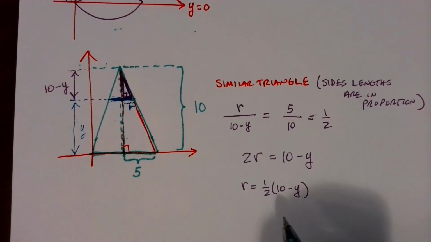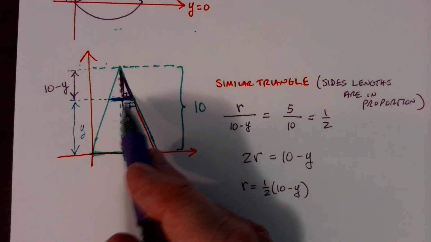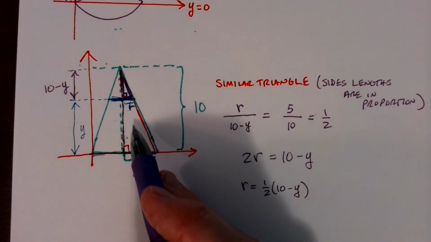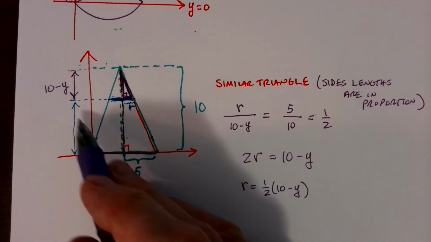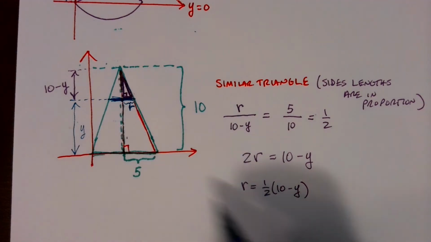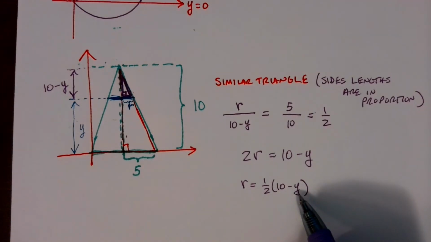Now make sure this works, okay? We know that if Y goes to 0, R becomes 5, doesn't it? Right? If Y goes to 0, we're talking about R is 5. Is that true in this formula if Y is 0? Yeah, I get 10 minus 0 is 10, 1/2 of 10 is 5.